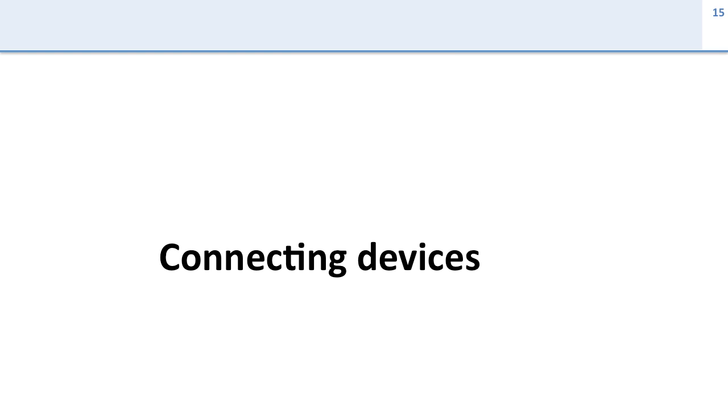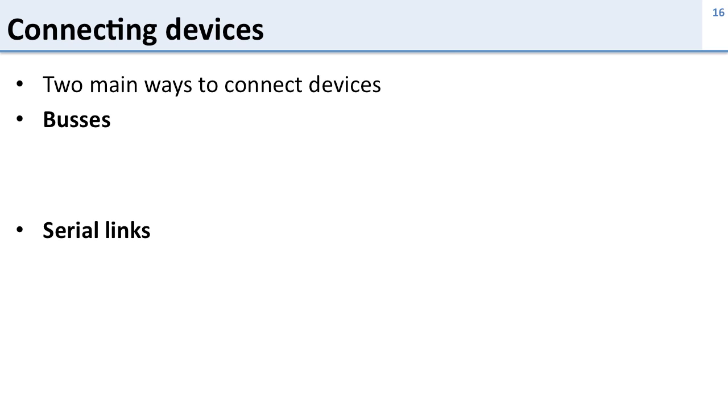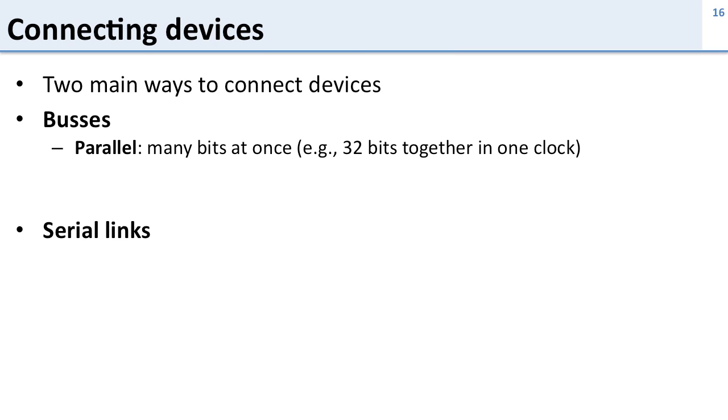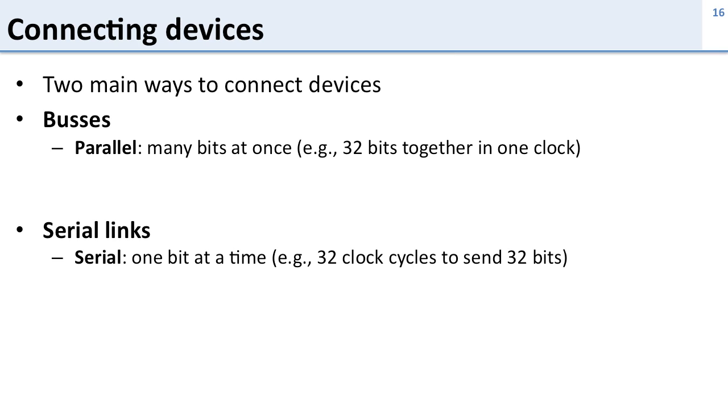Now let's discuss how you connect devices up to the computer. There are two main ways to connect devices, and that's using buses or serial links. Buses are parallel, that is, they have many bits at once. So you have 32 wires, for example, and you can send 32 bits together in one clock signal. Serial links, on the other hand, send one bit at a time. They're serial. So if I want to send 32 bits, I need 32 clock cycles to send 32 bits.